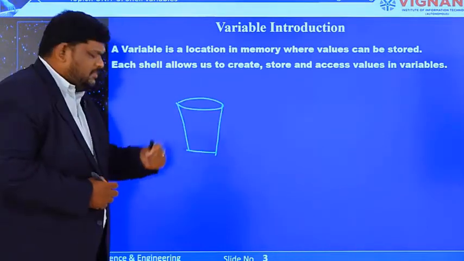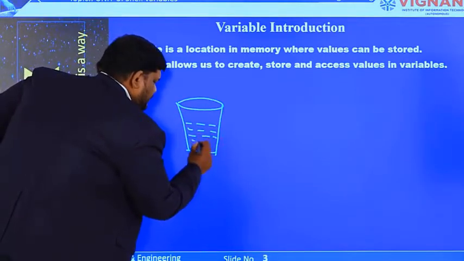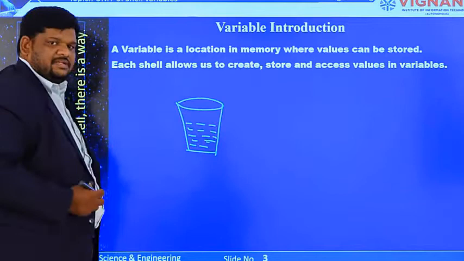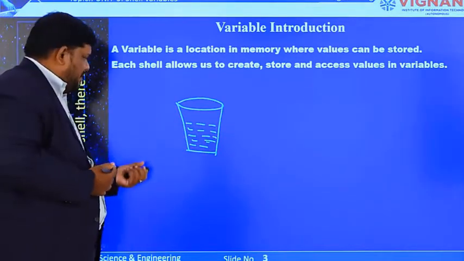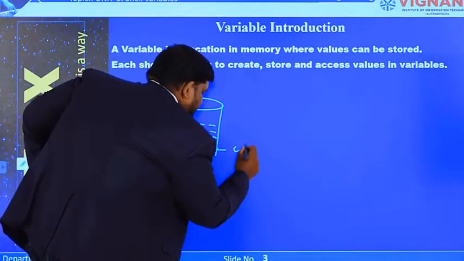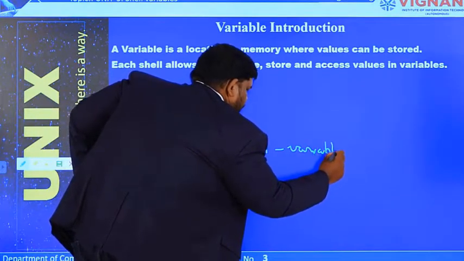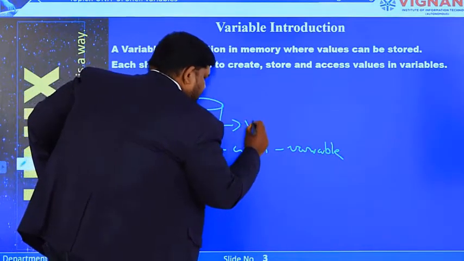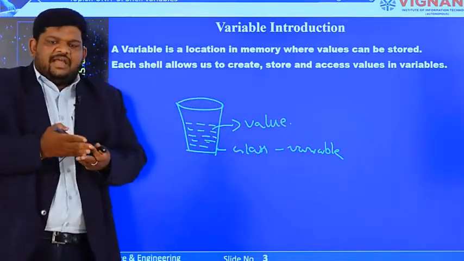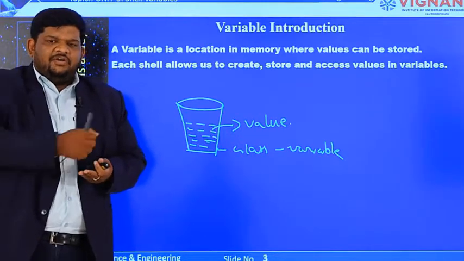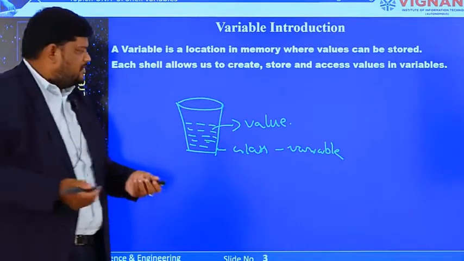Consider this example. Assume there is one glass. The glass is filled with some water, or some water is stored in this glass. Whenever we want, we can consume that water. In this way, we can treat this glass as a variable and the water as the value. That means a variable can store a value. If you want to access that value, we can access it with the help of the variable name. So this is a variable.